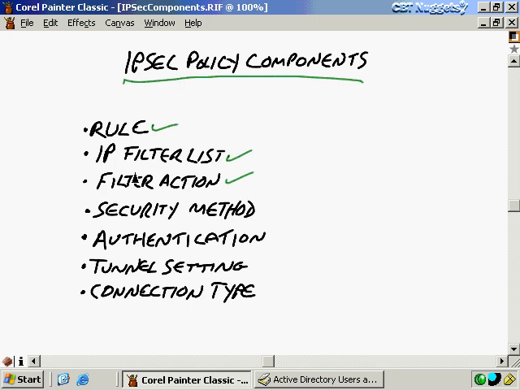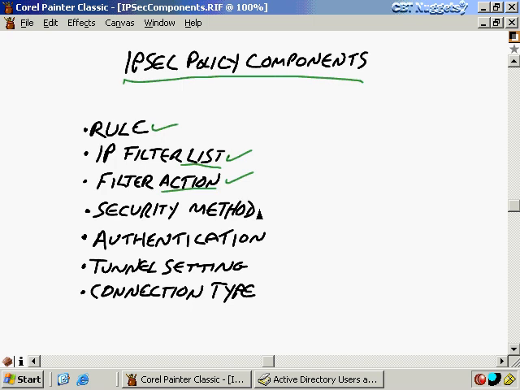The filter list might identify something, for example, like a destination IP address that says anytime I get an IP address that's trying to communicate with me at 10.10.10.5, I want to trigger this filter action, which could be to deny traffic, for example. Maybe that's an unprotected or unsecured workstation or server. Or you might want to block traffic to everybody except for 10.10.10.5, and for that filter action, you're going to negotiate security.